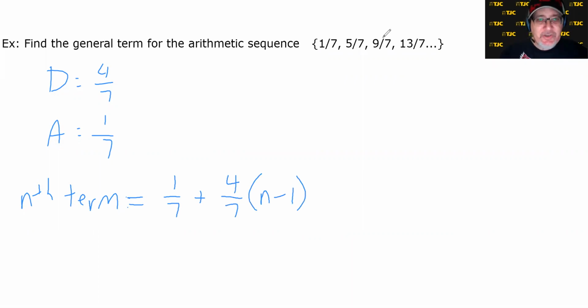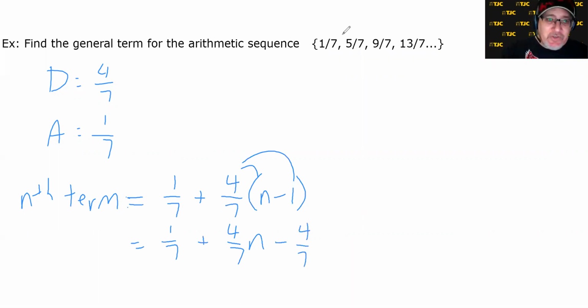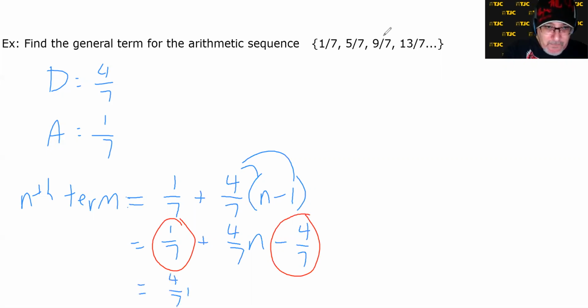Again, don't let the fractions intimidate you here. If we distribute the 4/7, we get 1/7 plus 4/7 times n. That's all we can do there. And for the second half of the distribution, positive times negative is negative, and 4/7 times 1 is 4/7. And now we have 2 like terms to combine, 1/7 minus 4/7, but those already have a common denominator. Let's write the term with the n first, 4/7 n. For 1/7 minus 4/7, they already have a common denominator. So we just have to subtract on the top. 1 minus 4 is negative 3.